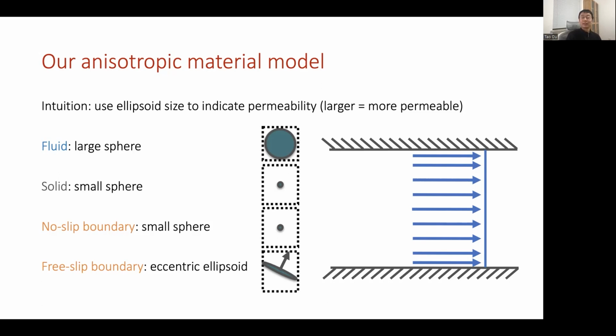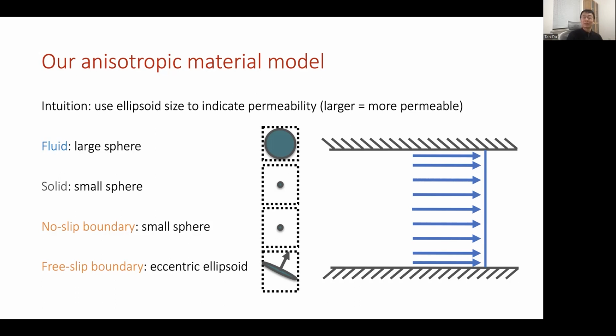Therefore, we figured that a single sphere is not sufficient in this case, and we will have to encode the material behavior with an eccentric ellipsoid, which means along one direction, we let the flow pass, but along the normal direction, we inhibit the flow. So this is the core idea behind modeling various material behaviors in a unified way.